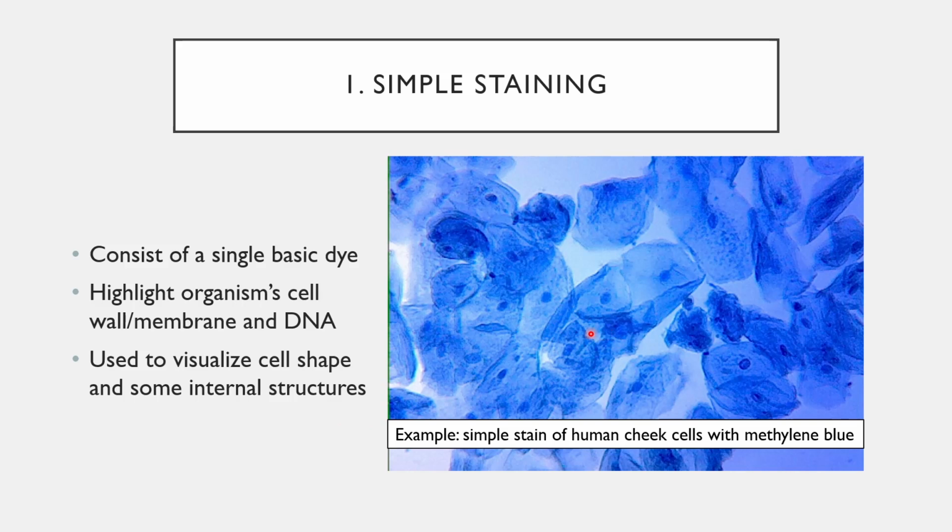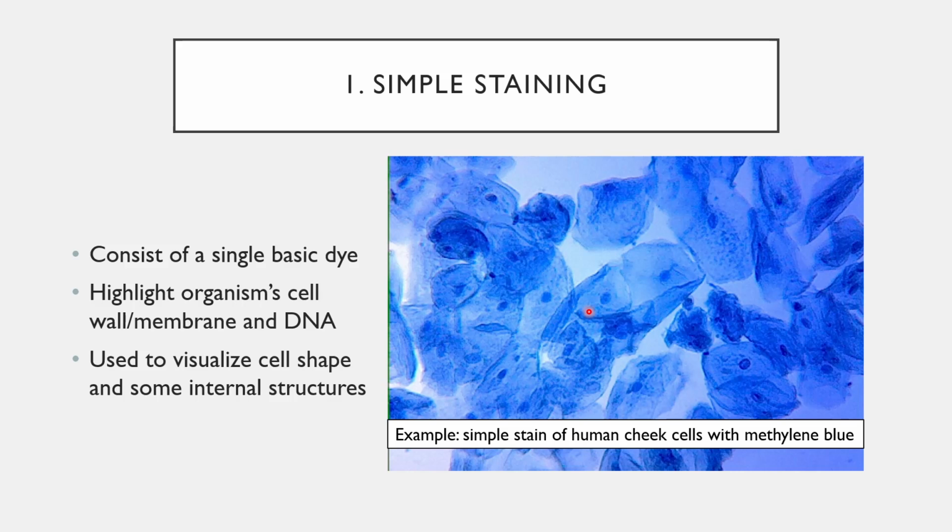In this image right here, this is a simple stain of human cheek cells using the basic dye methylene blue. And not only can you see the outline of those cheek cells, you can also see that each cell has a little dot inside of it that's slightly more darkly colored than the rest of it. That little dot is the nucleus, the part of the cell where the DNA is contained. Simple staining is used to visualize the shape of cells, and in some cases it can be used to visualize internal structures, particularly those that contain DNA, like the nucleus.